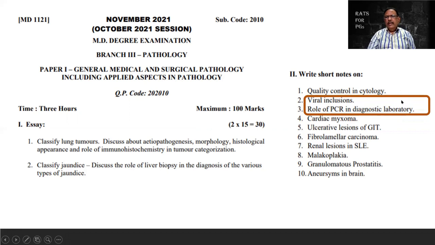We have been harassed by this COVID virus. So look at the question over here, and it is November 2021, where they have asked viral inclusions, role of PCR in a diagnostic laboratory. Both are obviously linked to this. So if there is any happening like that, I would like you people to kindly concentrate and read all the related topics. Viral inclusions, viral hepatitis, all can be asked as questions. So this is one.